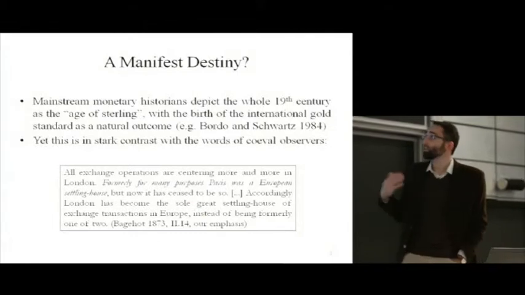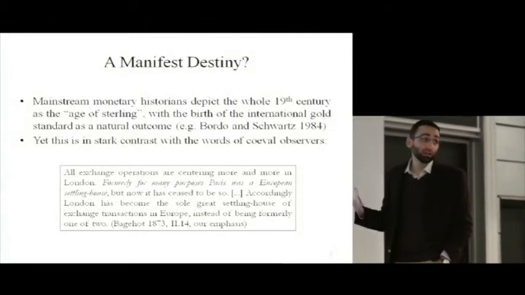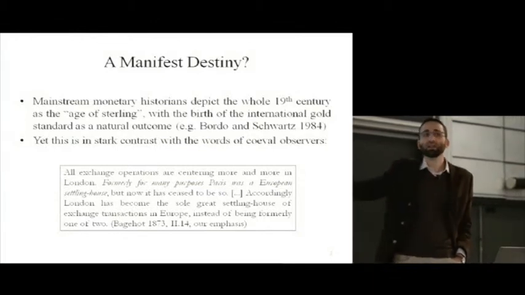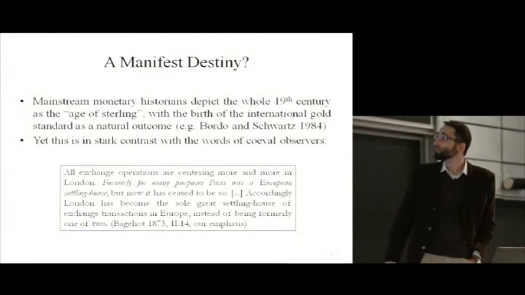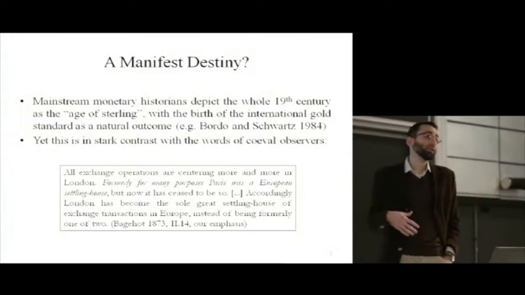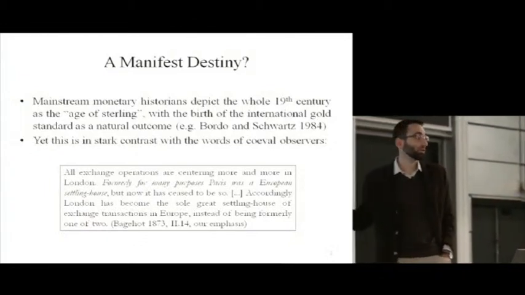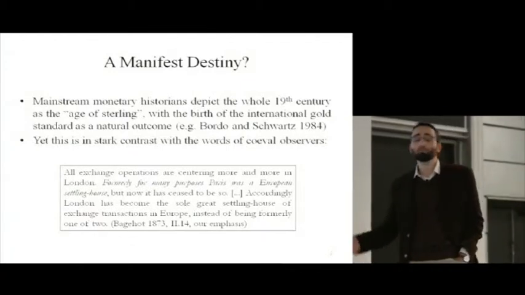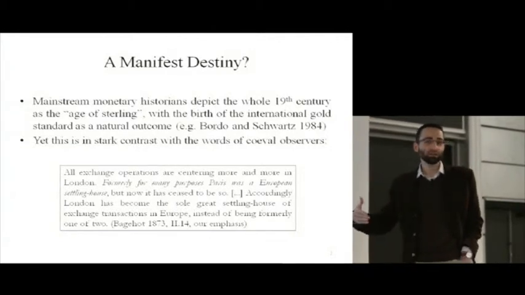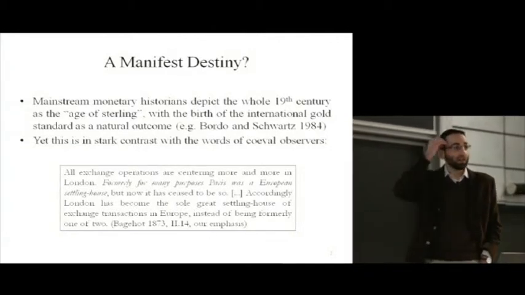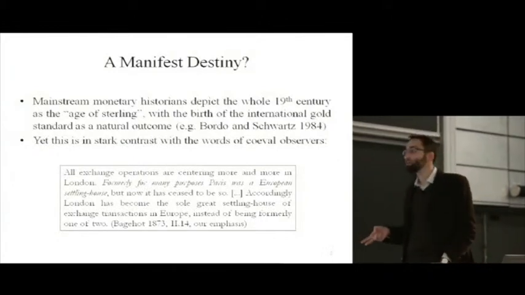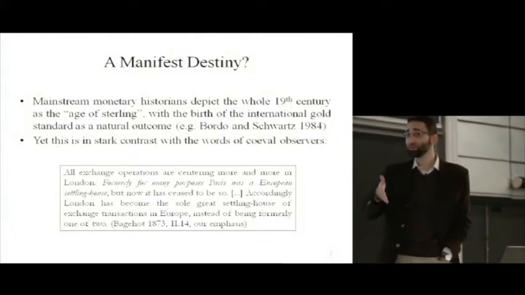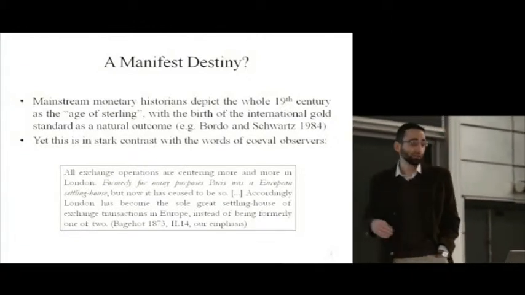It starts from the idea that, notwithstanding the fact that mainstream monetary historians depict the 19th century as a manifest destiny toward gold, this is very much in contrast with primary sources and what contemporary commentators say. So, for example, there is a quotation from Bagehot, who says that before 1870 you had two international settling houses in Europe, London and Paris, and it is the Franco-Prussian War which disrupts the role of Paris in the international financial system.